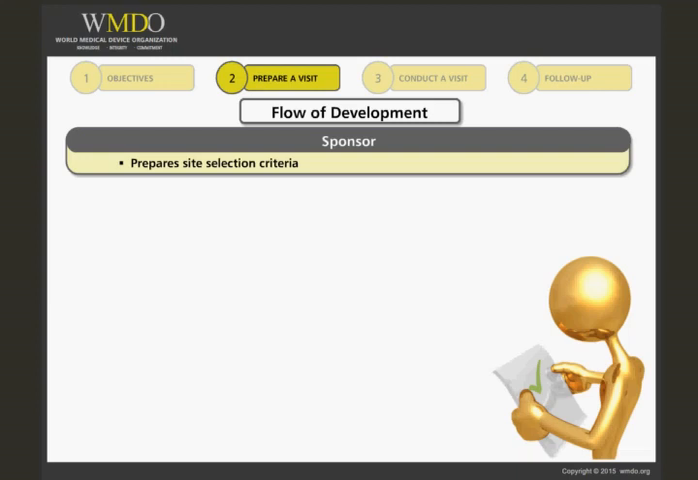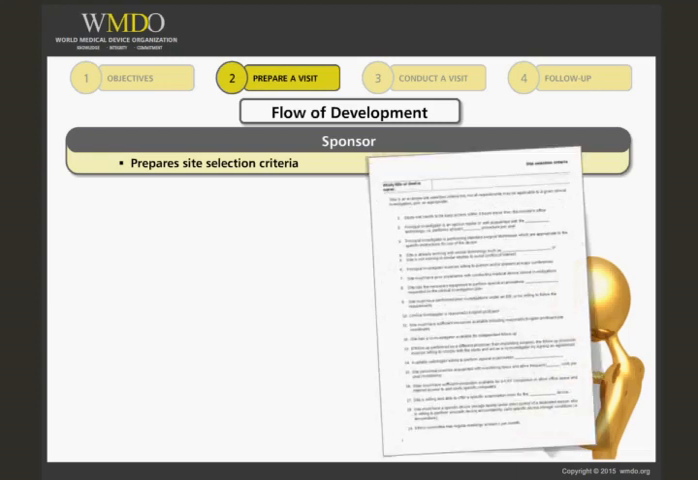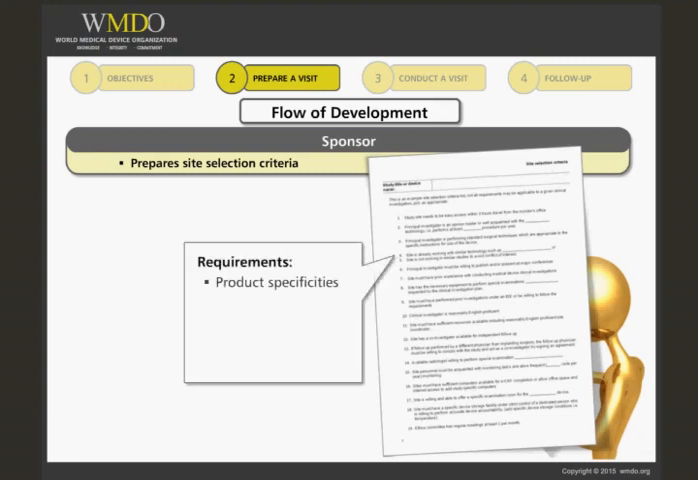Ideally, the sponsor prepares a list with all site selection criteria. These criteria should cover main areas such as questions about the usability of the device, feasibility of investigational device-specific procedures, experience with good clinical practice, adequacy of site resources, and more depending on the design of the clinical investigation. An example of such a list is available in the resources of this course.